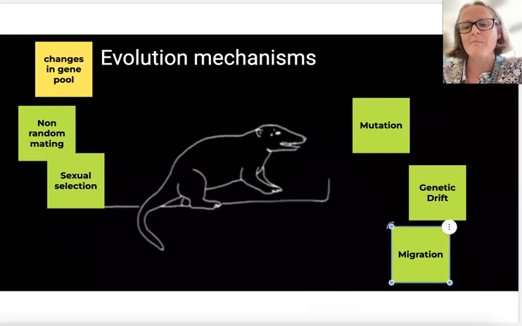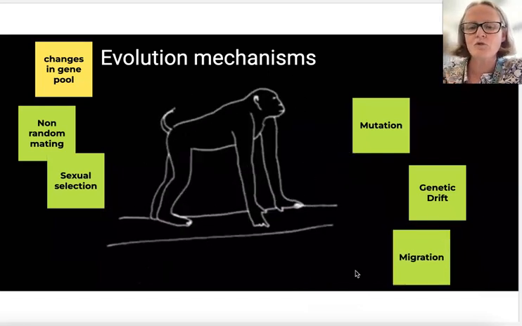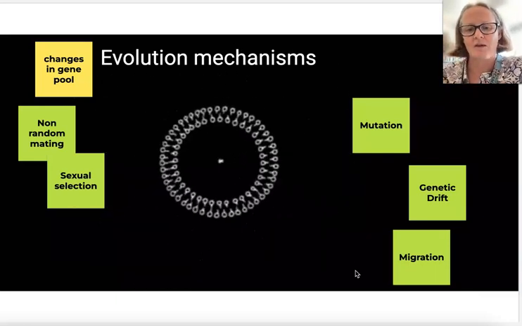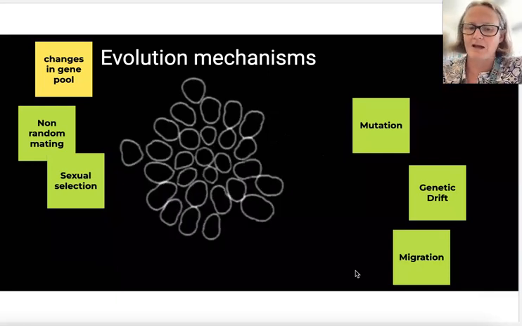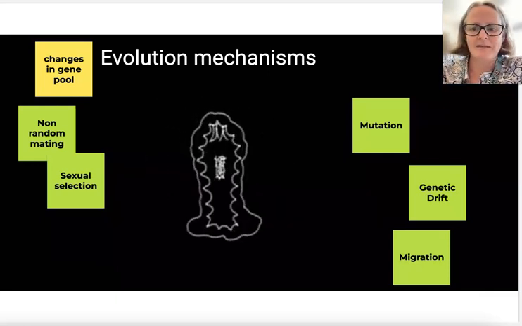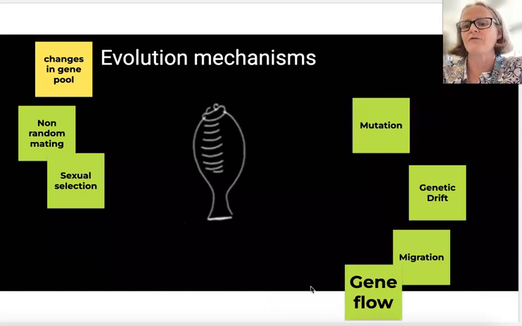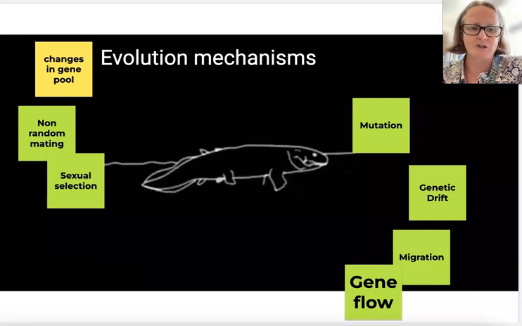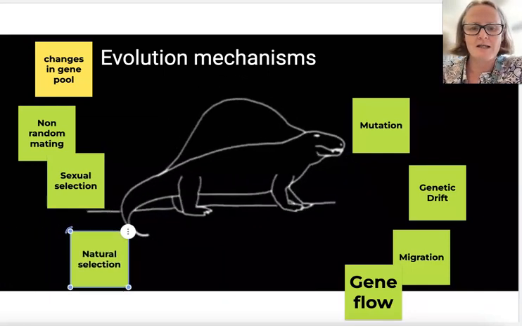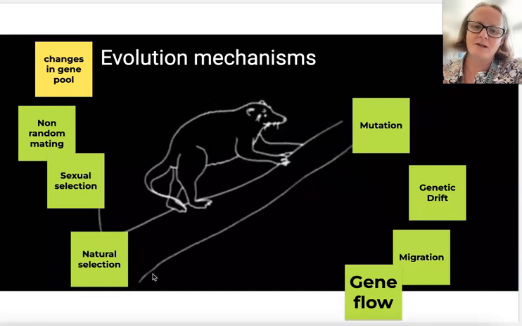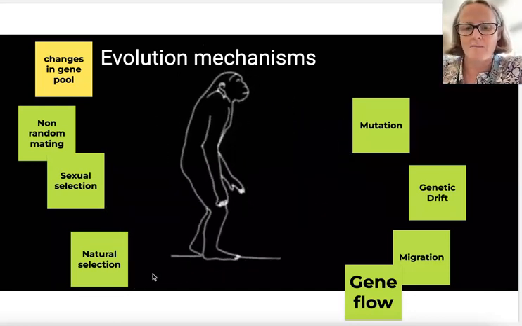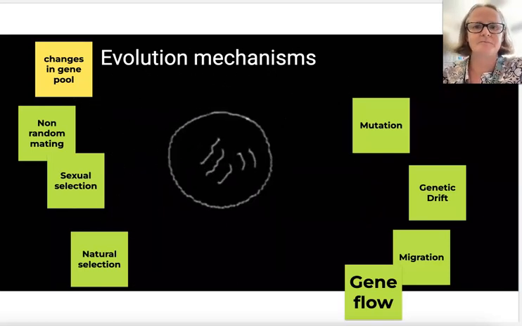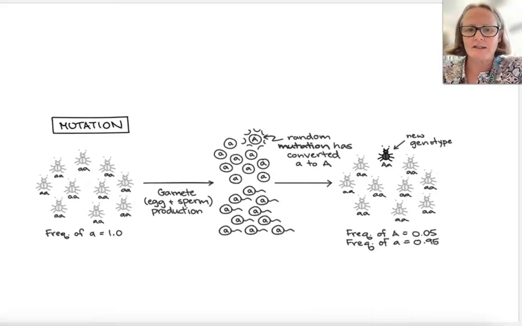We can also think about migration. So the movement of an individual in or out of a population is going to bring with it or take away the alleles that are contained within it. And this is often also called gene flow. So the flow of alleles or genes into or out of a population. And the last thing, which we've met before, is natural selection. So preferential survival of a particular collection of alleles based on the selection pressures that are happening. So let's have a look at each of these as we go.